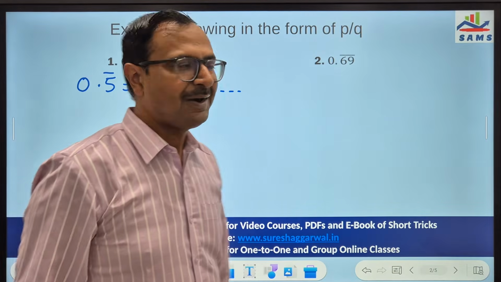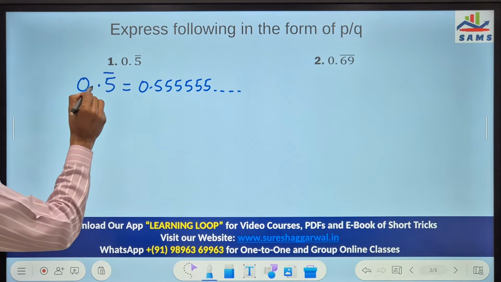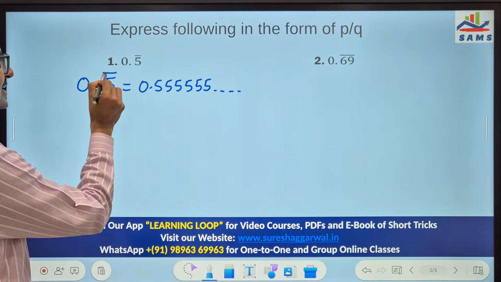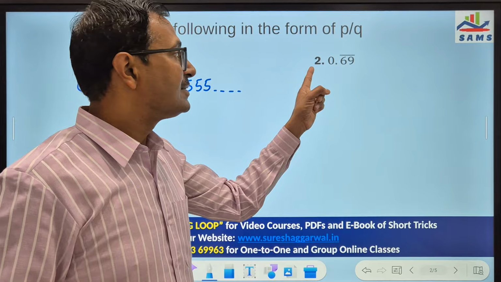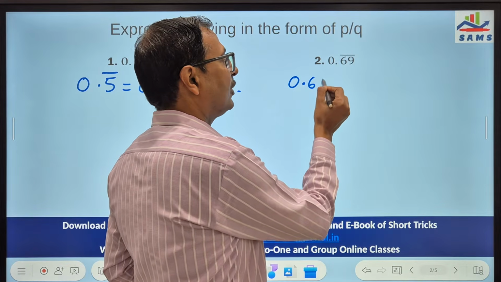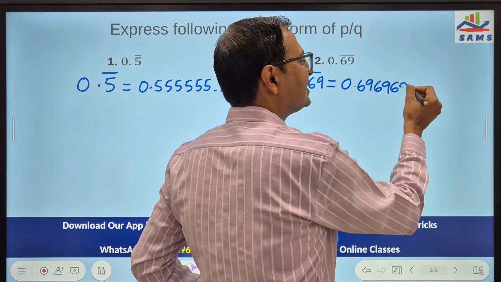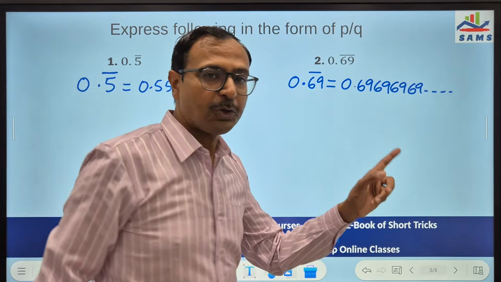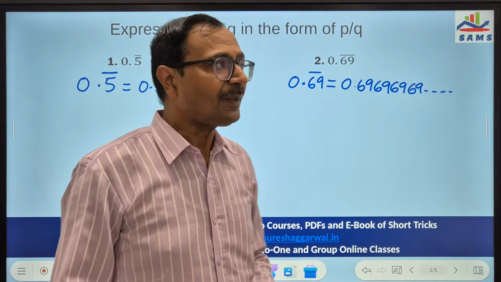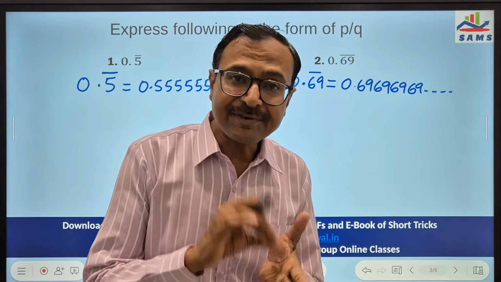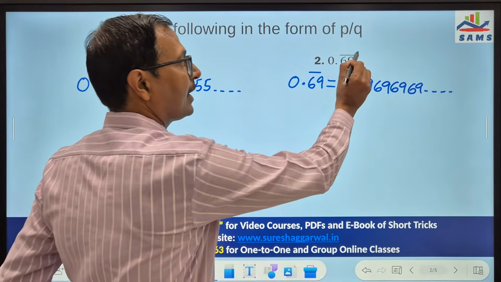Non-terminating recurring. So the first thing we have to understand here is, after decimal we have the bar starting, right? That means after decimal everything is repeating. Like here 0.69 bar. What does it mean? It means that this is 0.69696969, both of them keep on repeating together. This is what we mean by non-terminating recurring decimal. So in both the questions, after decimal there is nothing which is not repeating. So everything is under the bar, right?